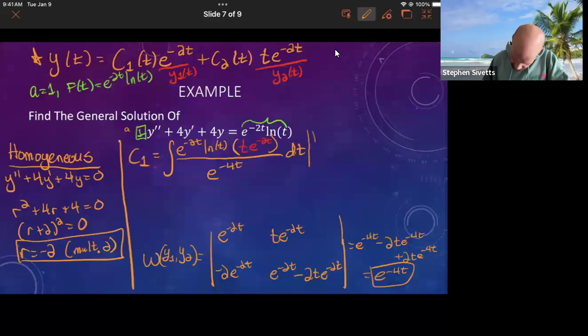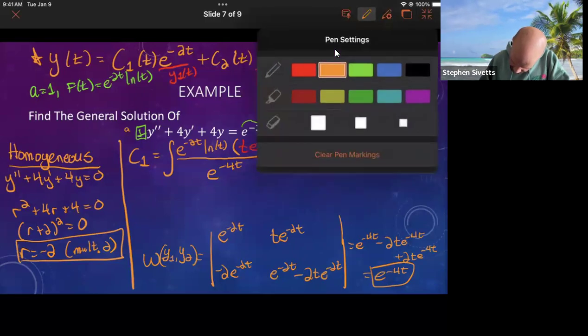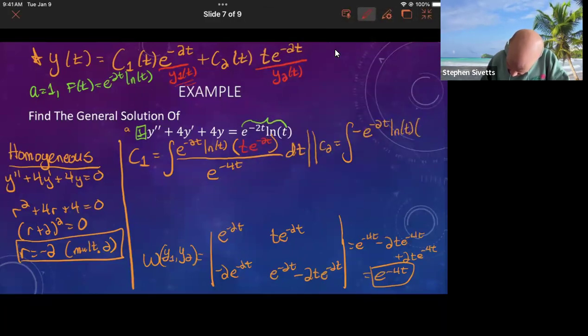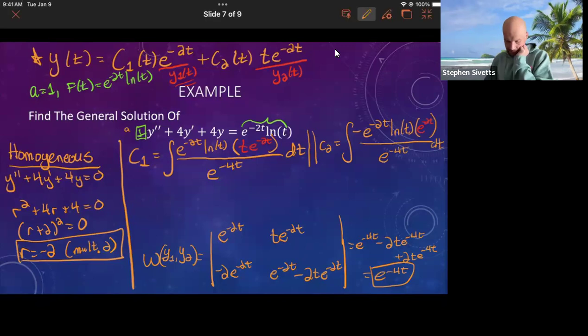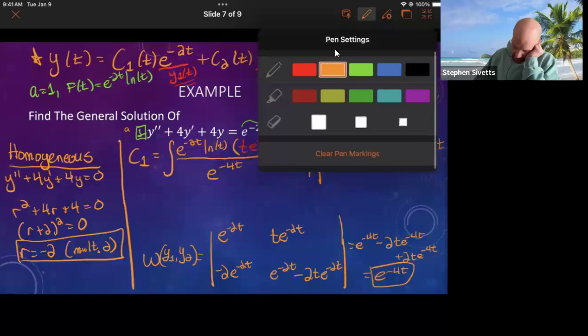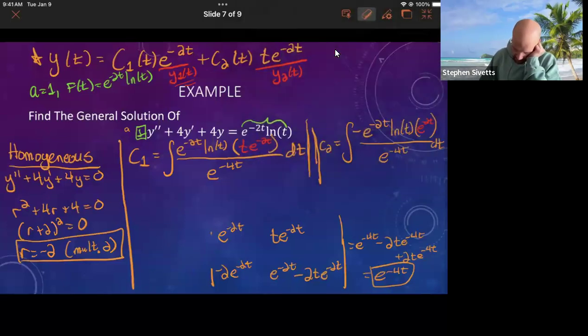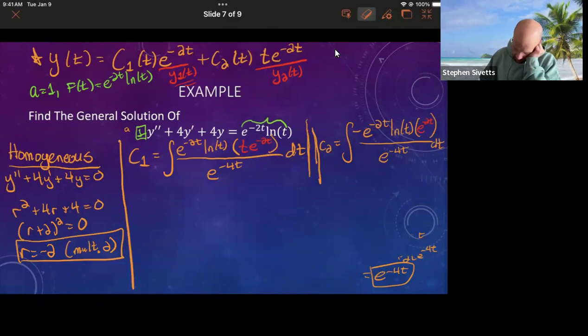And then C2 is equal to minus e to the minus 2t ln of t times y1 of t, e to the minus 2t, over e to the minus 4t dt. Okay. All right, so that is the function C1 and C2.